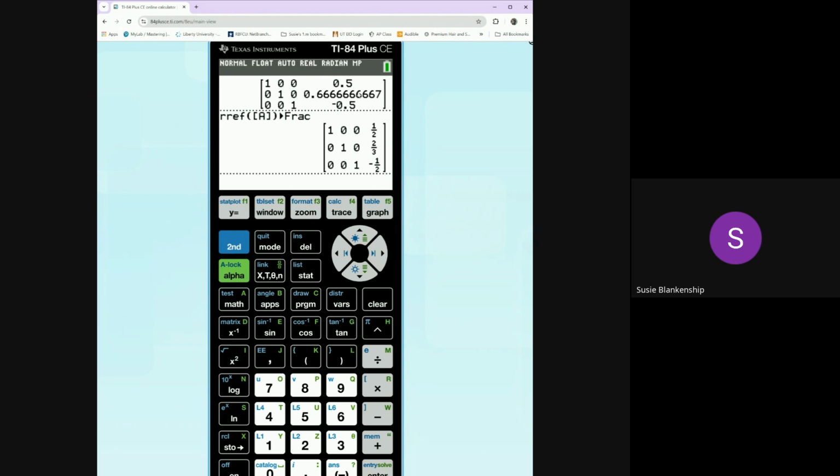You're not going to leave it as 0.6667. You're going to enter it as 1/2, 2/3, that's negative 1/2. So your solution for this one would be 1/2, comma, 2/3, comma, negative 1/2.